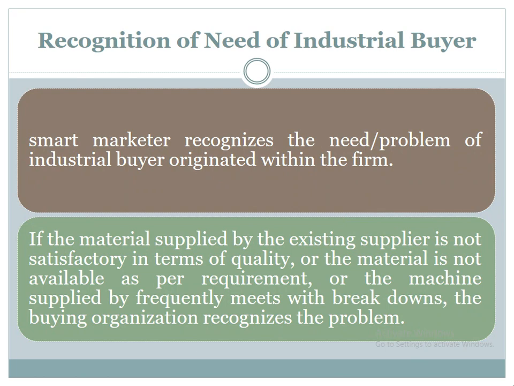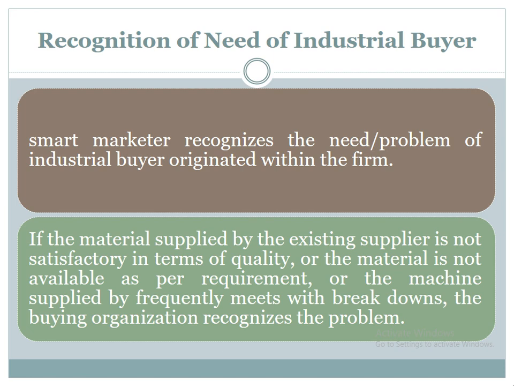In the normal consumer buying decision process, the first step was need recognition. Do we really need that product? What is the need to buy the particular product? This was the first step. But in industrial buying decision, the recognition of need by the industrial buyer is the first. So a smart marketer recognizes the need or problem of the buyer originating within the firm.